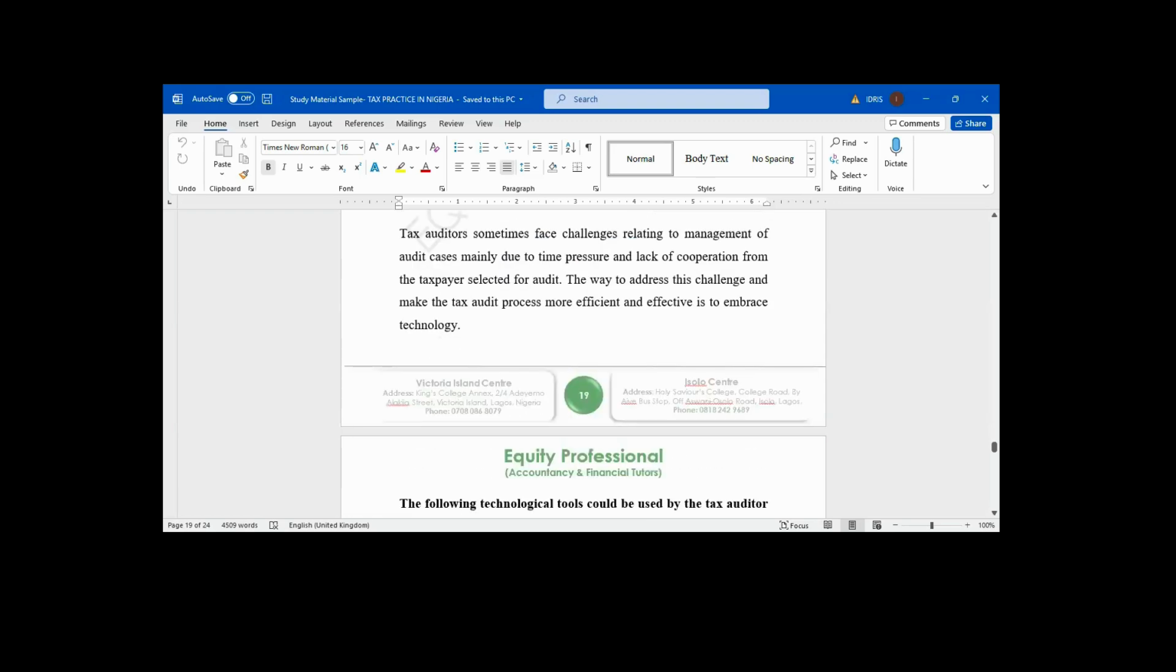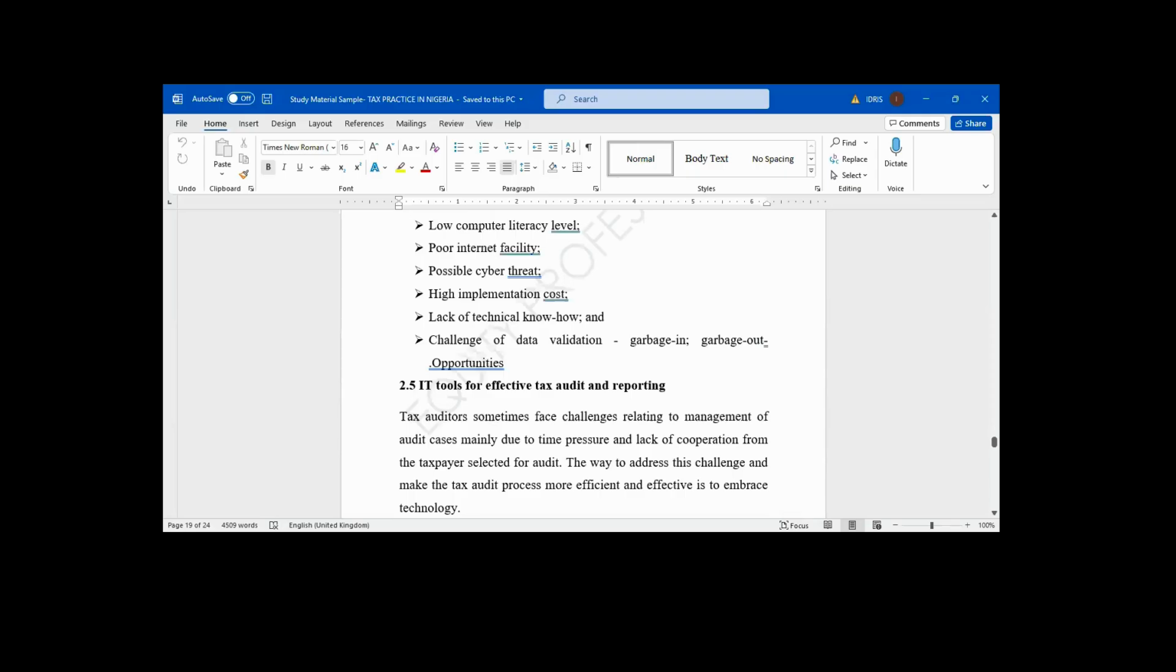The next area we need to look at is IT tools used for tax audit and reporting. This one is talking of the tax auditor, the FRS team that does tax audit. What are the tools that they may use while doing the tax audit and investigation? What are the IT tools that they may use that will aid their job?